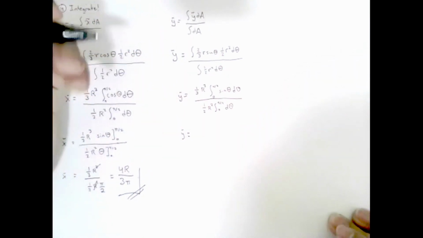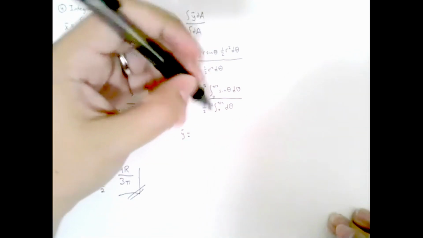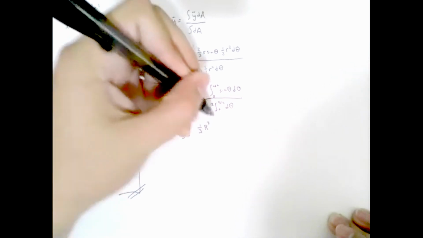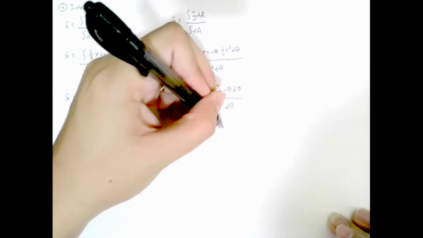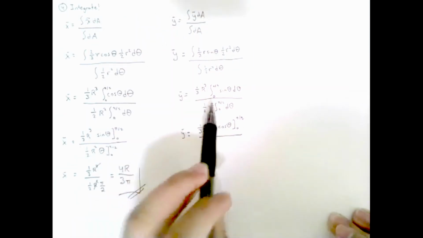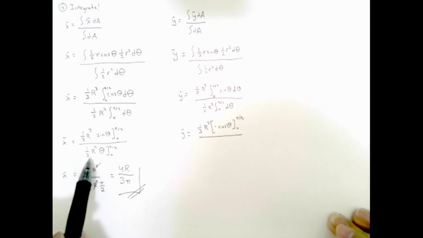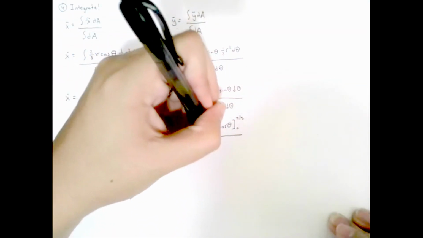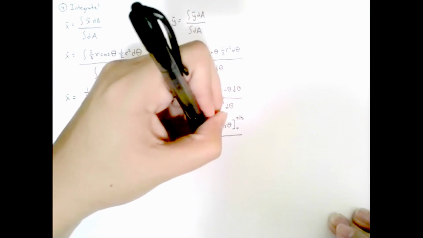Can anybody tell me what the integral of sine theta d theta is? Minus cosine theta. Yep, negative cosine theta, that's correct. Negative cosine theta from 0 to pi over 2. And we know this will actually be the same thing, right? This will just be pi r squared over 4. So just write it down. Pi r squared divided by 4.